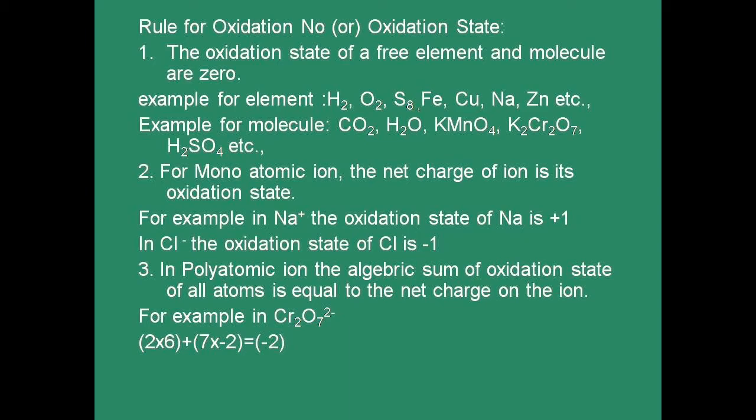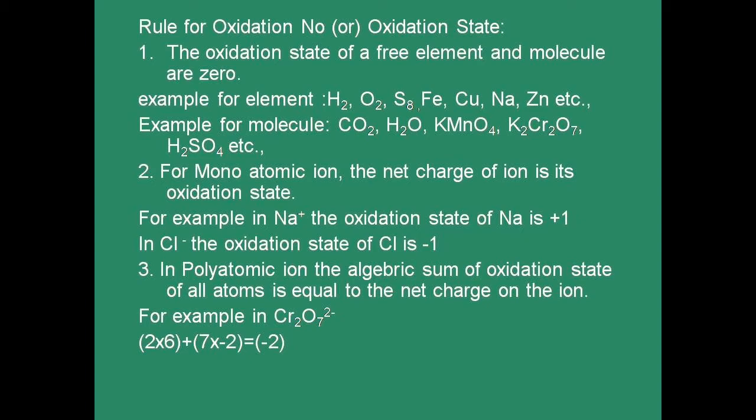For example, in Na+, the sodium has a positive superscript, so the oxidation number of sodium is +1. In Cl-, the Cl has a minus superscript, so the oxidation state of Cl is -1. So in a monoatomic ion, the net charge of the ion, meaning what is indicated in superscript, is called the net charge. It is its oxidation state.